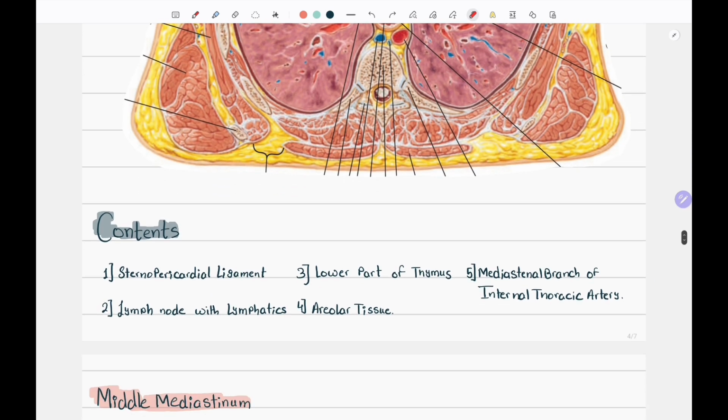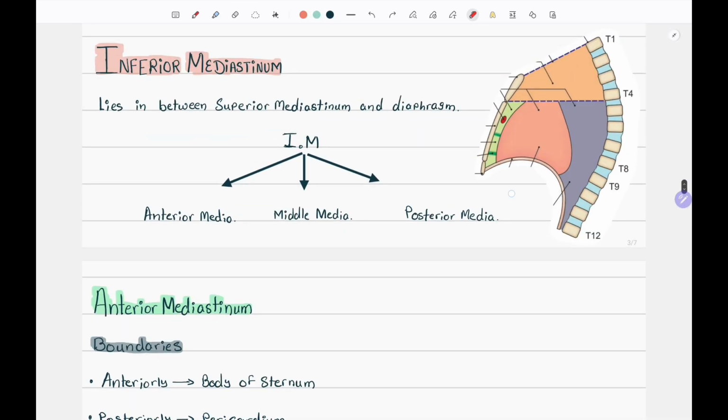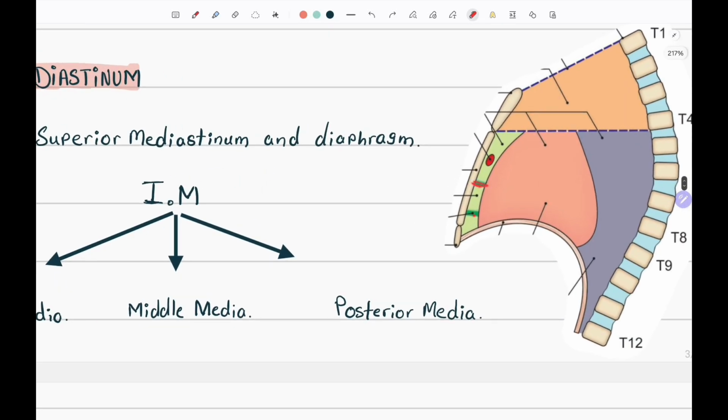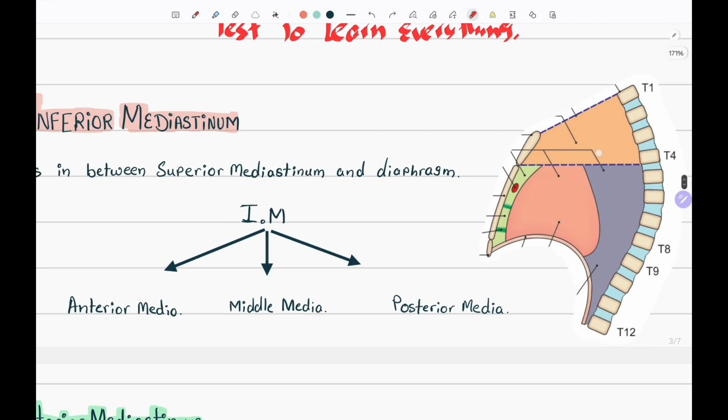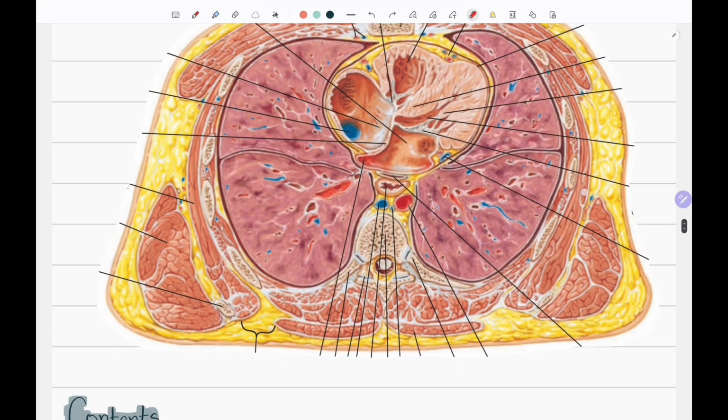Now coming to the contents of the anterior mediastinum. Firstly, the sternopericardial ligament. These green colored bands are my sternopericardial ligament. As the name suggests, sterno means one attachment is the sternum, pericardial means the other attachment is the pericardium. These ligaments join the sternum and pericardium, and they help in providing support and integrity to the heart.